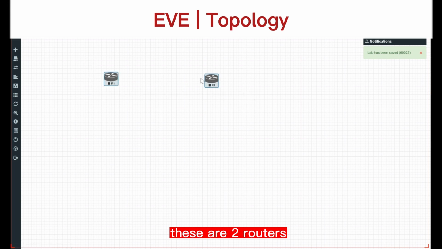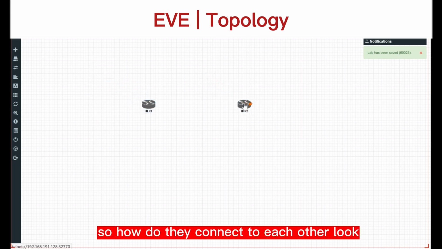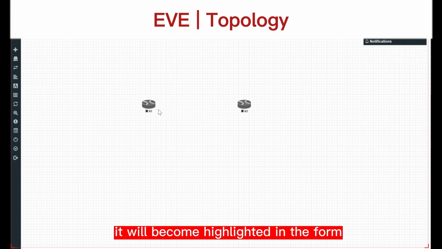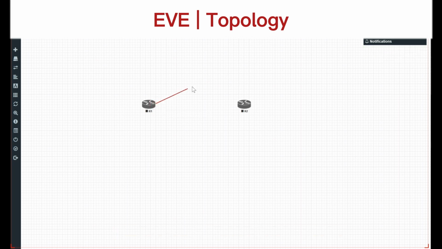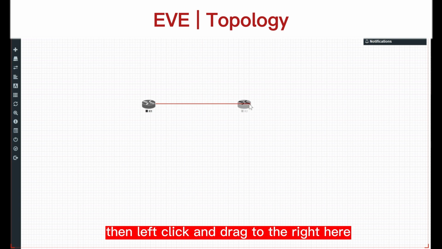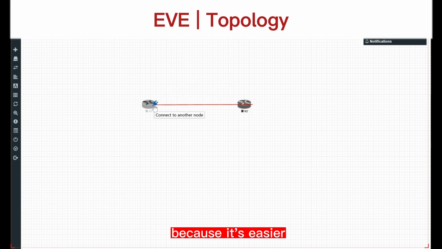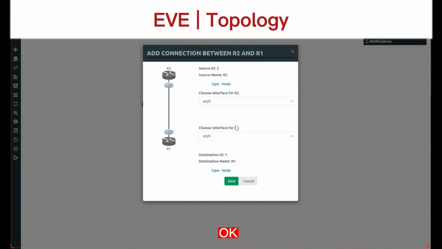Now we can see both devices. These are 2 routers. So how do they connect to each other? Look, click it, and it will become highlighted. Then left click and drag to the right here. I'll drag from right to left, because it's easier. Okay, this worked.